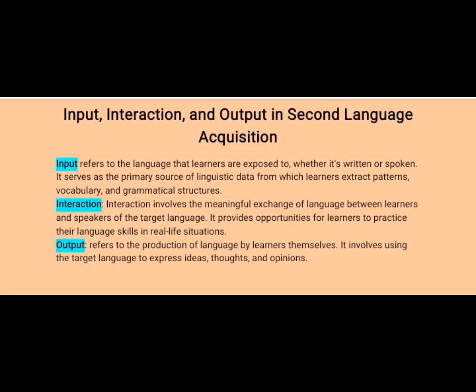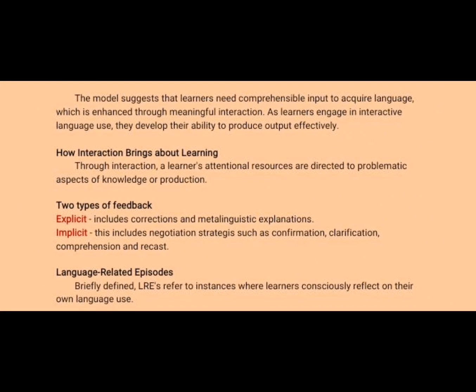And output refers to the production of language by learners themselves. It involves using the target language to express ideas, thoughts, and opinions. The model suggests that learners need comprehensible input to acquire language, which is enhanced through meaningful interaction. As learners engage in interactive language use, they develop their ability to produce output effectively. So, how does interaction bring about learning? Through interaction, a learner's attentional resources are directed to problematic aspects of knowledge or production.